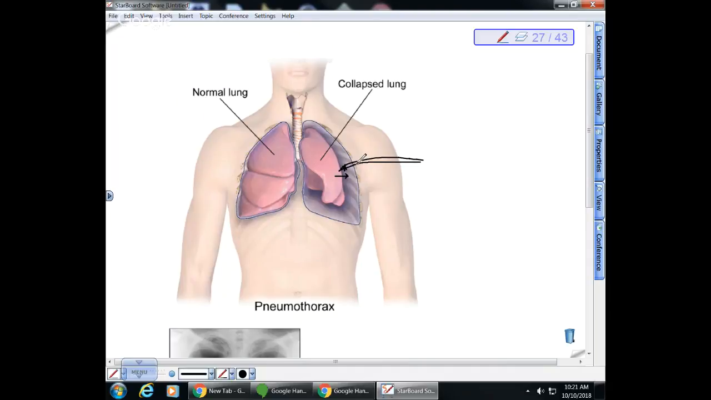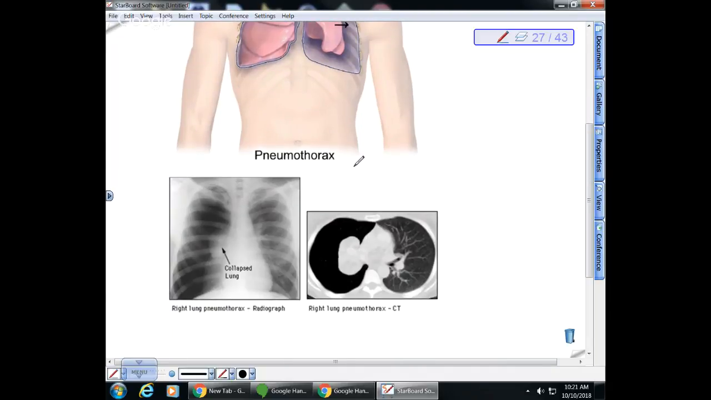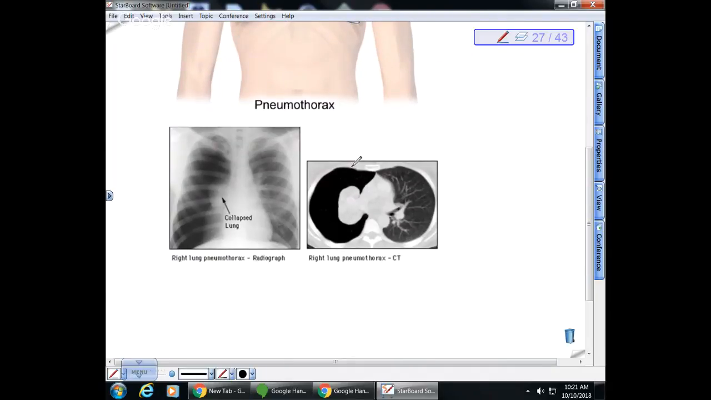You can actually see collapsed lungs on an X-ray. Here it's kind of hard to see, but this is normal lung tissue on this side, and this is the collapsed lung. Notice how far it can collapse down. And then we can see the other one. This is actually a CT scan. It's taken differently, but you can see the collapsed lung versus the normal lung on that side.